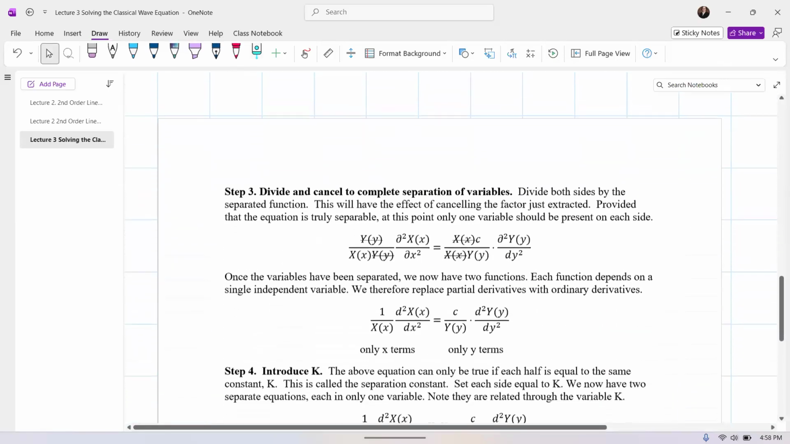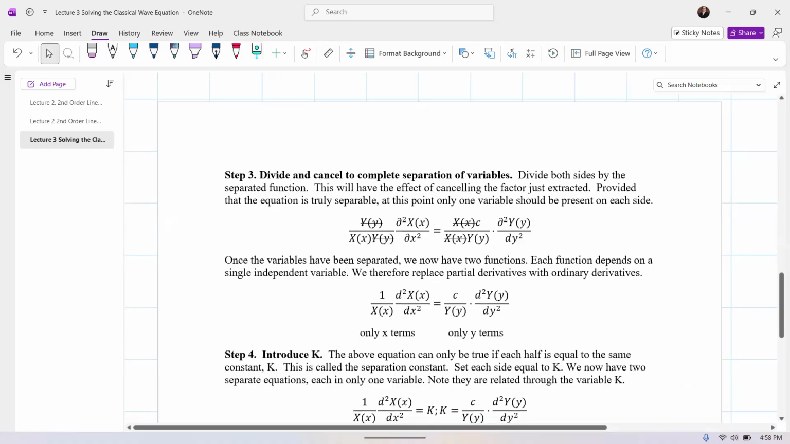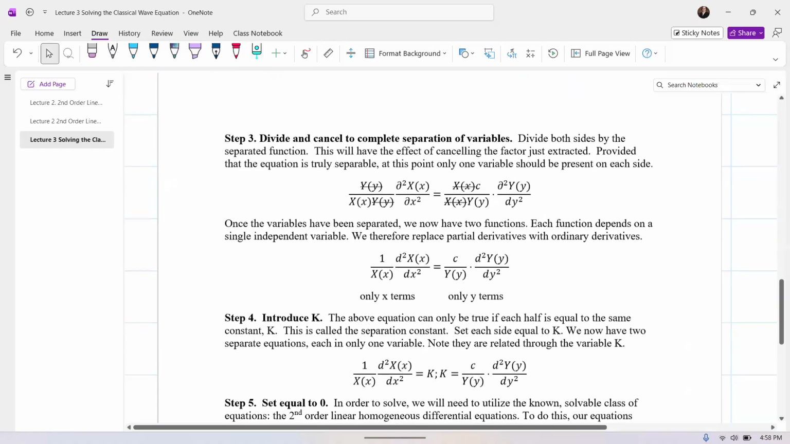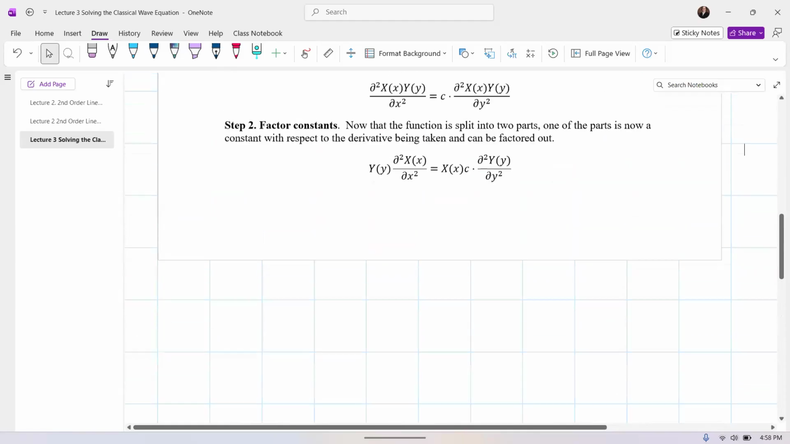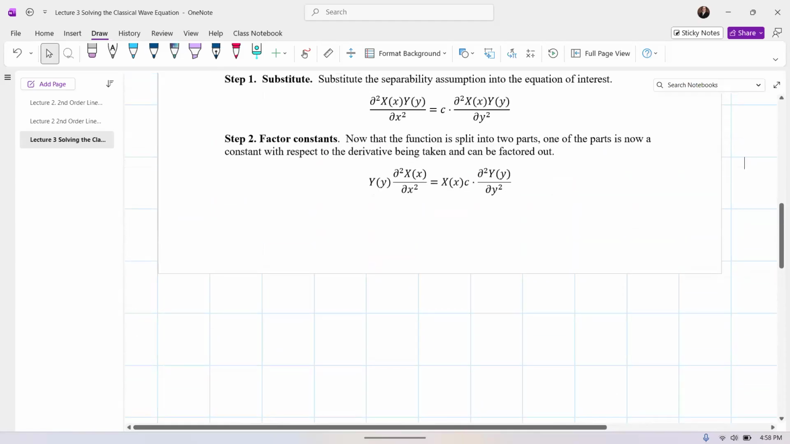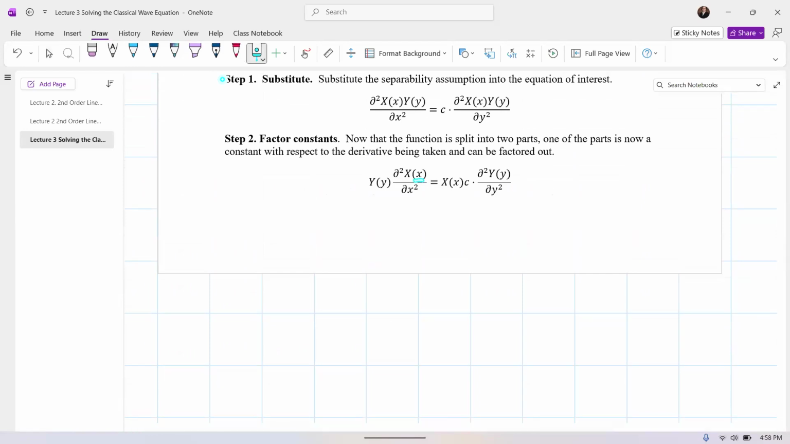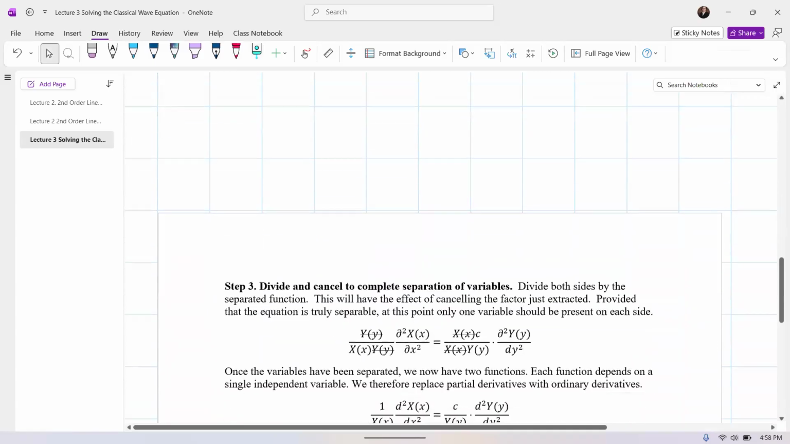Okay, next what we're going to do is divide and cancel to complete the separation of the variables, right? Because the problem is, take a look at this one right here. The problem is that we've separated out the parts of the variable that it's depending on, right? So there's only x's here and there's only y here, and we said these are constants, but there still is a y on that side and there still is an x on this side. So even though they're constants, they're not gone. So what we could do is a transformation to remove them.